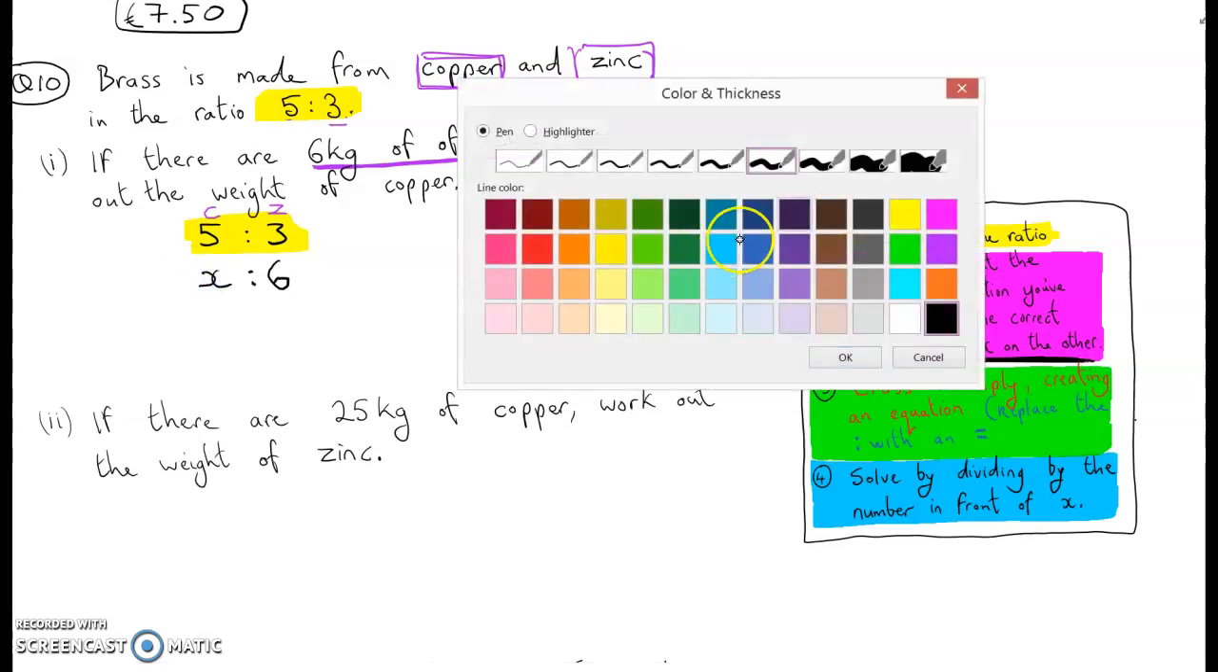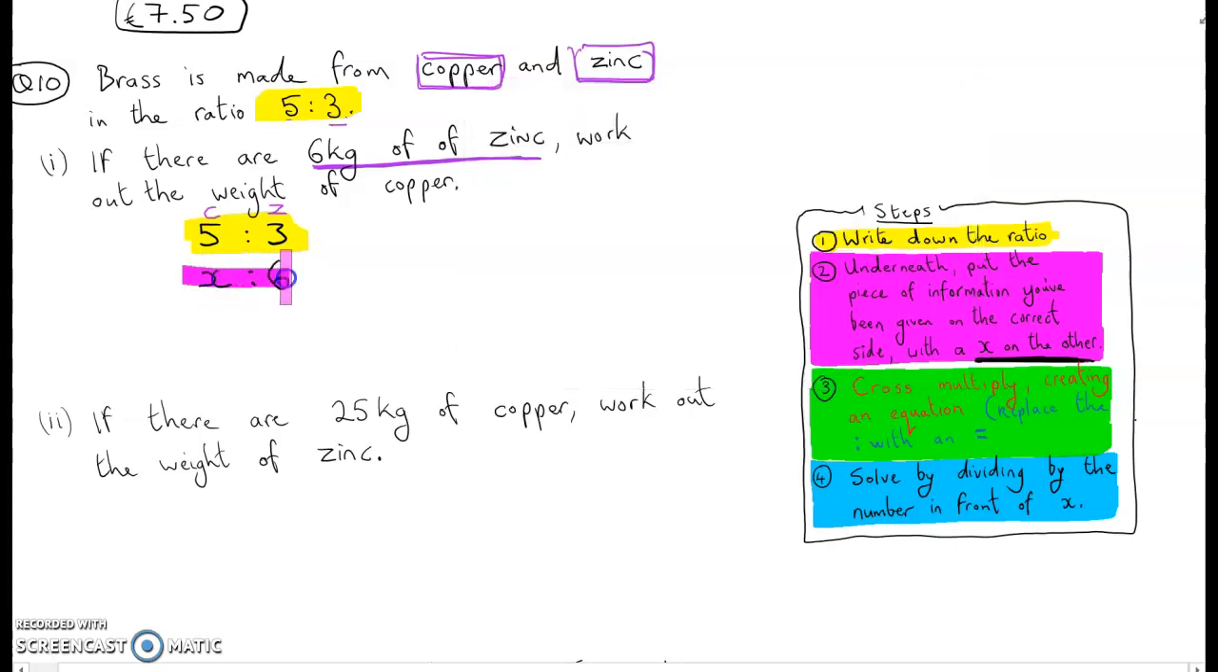Okay, that's my step 2. And now step 3 is we cross multiply. So we cross multiply up and up, and we replace the middle with an equals. So 5 by 6 over here, and 3 by x over here, which means 30, because 5 by 6 is 30, is equal to 3x.